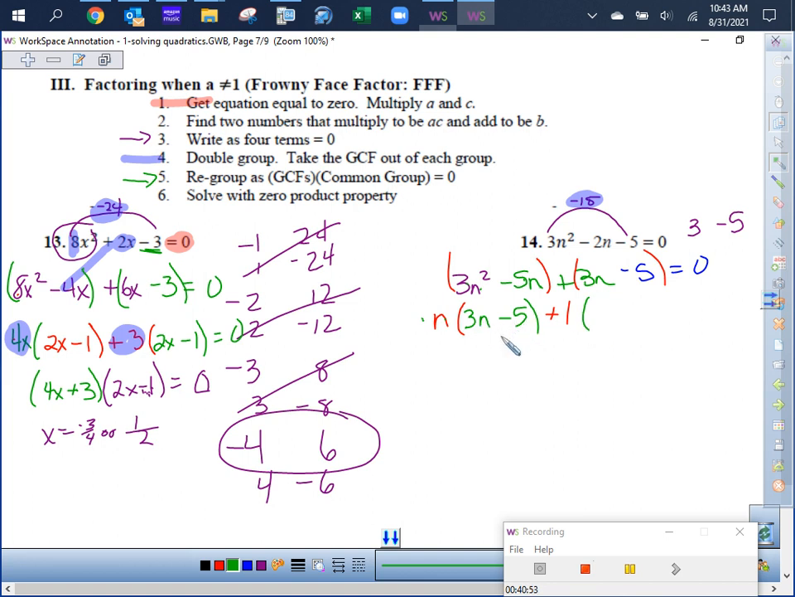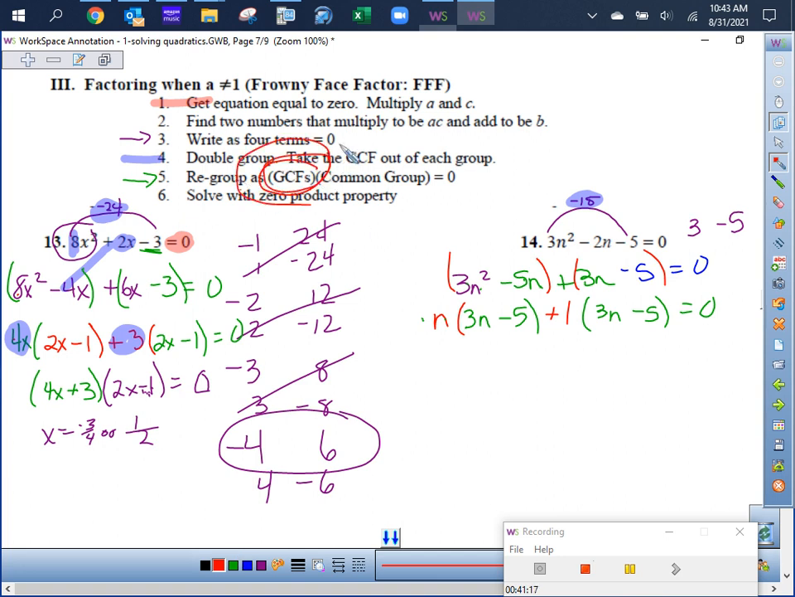Like whatever this group is, I'm supposed to get this group again. Well, what's 3n divided by 1? It's 3n. And what's minus 5 divided by 1? It's minus 5. Same group back. But what happens to the best of us is we didn't take the 1 out. And when you regroup, you always have to get 2 dudes times 2 dudes.